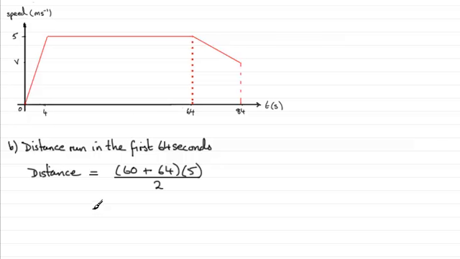So if you work that out, what you end up with is 310. So the distance travelled is 310 meters in those first 64 seconds. Okay?